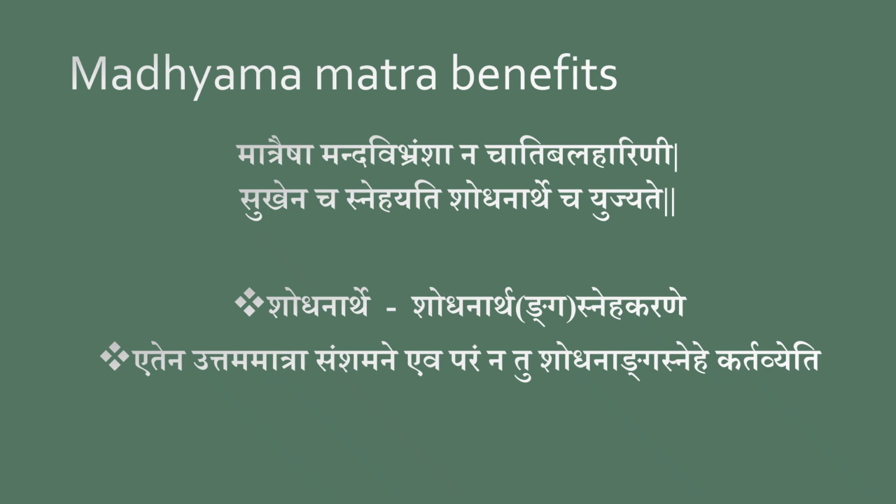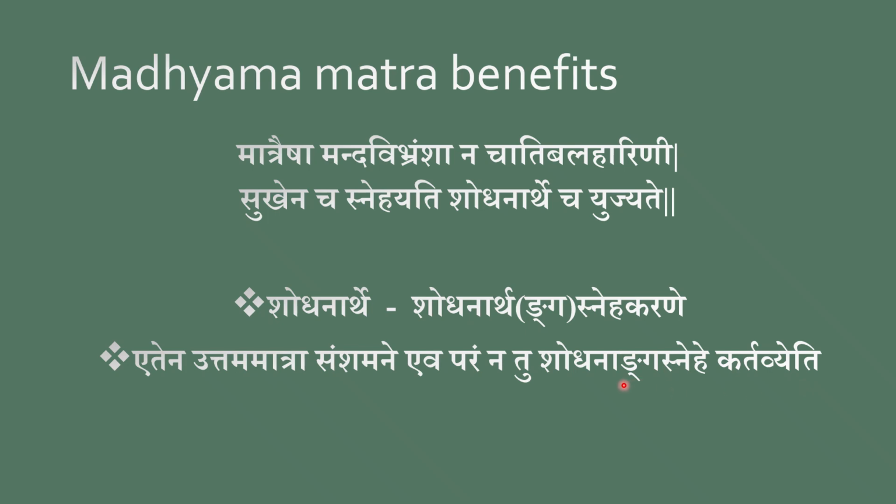Shodhanartha Chayujade. So for Shodhanartha, this kind of Madhyamatra Snehavana is indicated. Shodhanartha Shodhananga Snehakarane, this is mentioned in the Tika. Shodhanartha means we have to give it in Shodhananga Sneha Karane. So for Shodhananga Sneha, we are giving this Madhyamatra Snehavana. "Anena Uttamatra Samshamane Evam Param Nadu Shodhananga Snehe Kartavya Iti." So we can understand here that Uttamatra is to be given for Samshamana, and Madhya Matra for Shodhana.